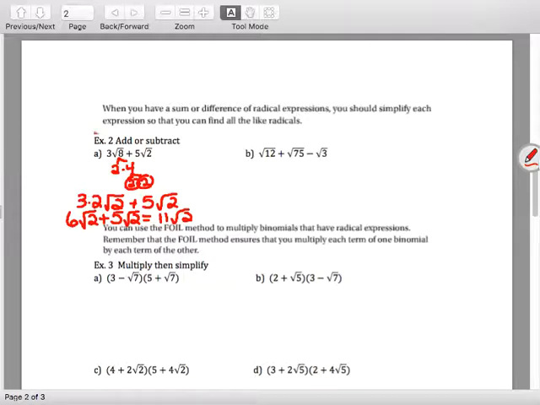So I'm going to pause, and I want you to simplify the square root of 12 using your factor tree. Simplify the square root of 75 using a factor tree, and see if any combination can be added or subtracted.